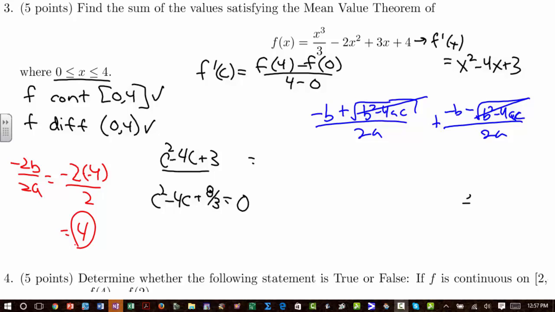So I took the value of a, which was 1. I took the value of b, which is negative 4, and I plugged it into the formula for the sum of the two roots. Now I do have to be careful. Are we sure that both of these roots actually would fall in the interval from 0 to 4? Do we know that's true? Because maybe my answer is wrong. Maybe one of these roots falls outside.